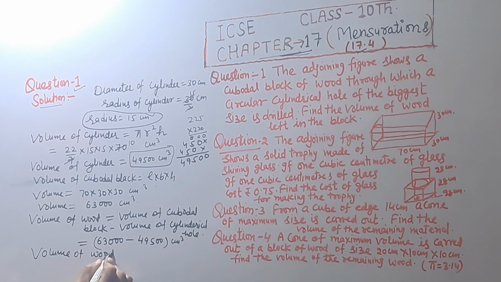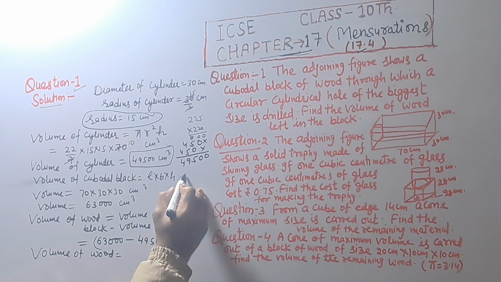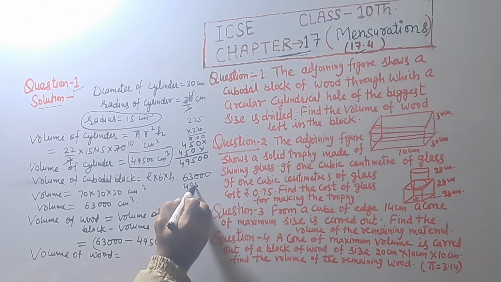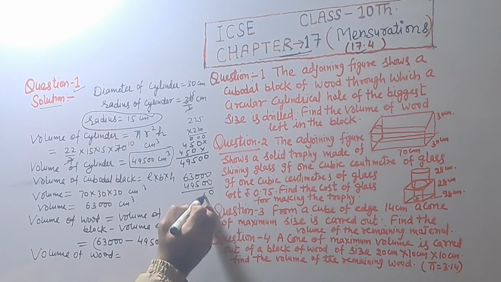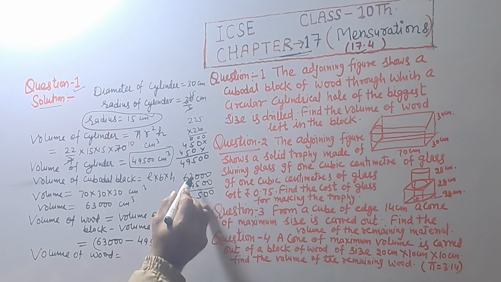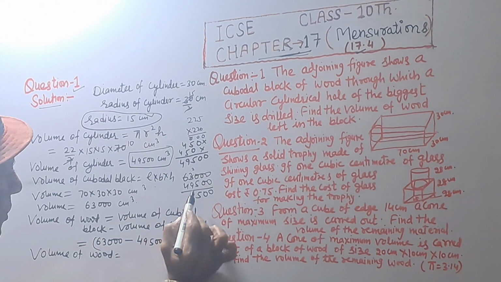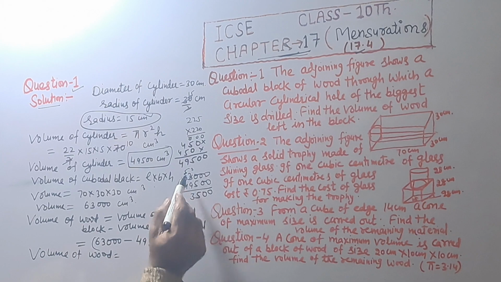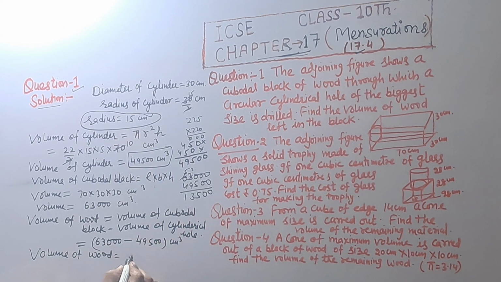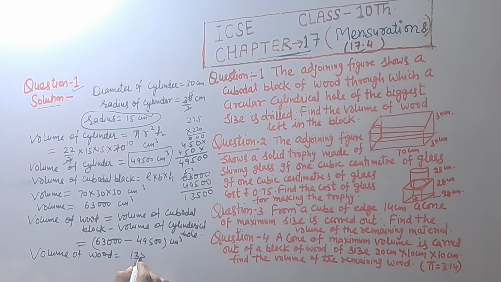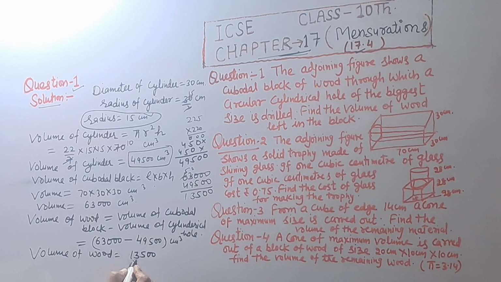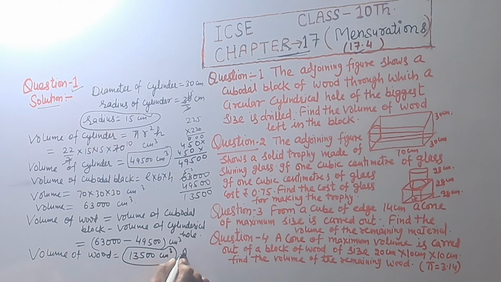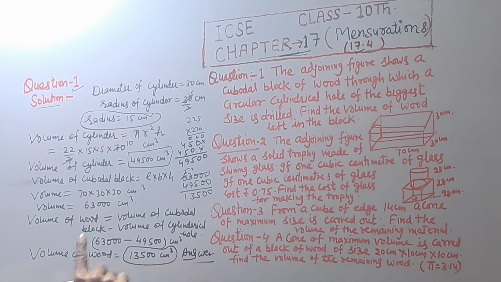Volume of wood is equal to 63,000 minus 49,500. 10 minus 5 equal to 5, 12 minus 9 is equal to 3, and 5 minus 4 equal to 1. So we get 13,500 centimeter cube. Answer.